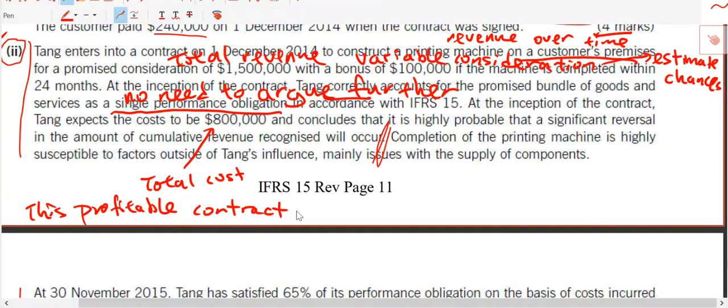It is important to know whether this is profitable or loss-making. Profitable, we follow percentage of completion. Loss-making, we recognize full losses immediately. Conclude that it is highly probable that a significant reversal in the amount of cumulative revenue recognized will occur. Highly probable reversal of revenue recognized will occur. Highly probable we cannot earn the revenue.